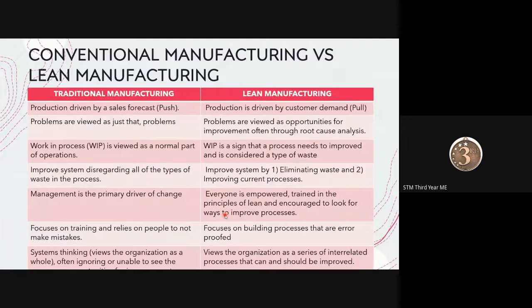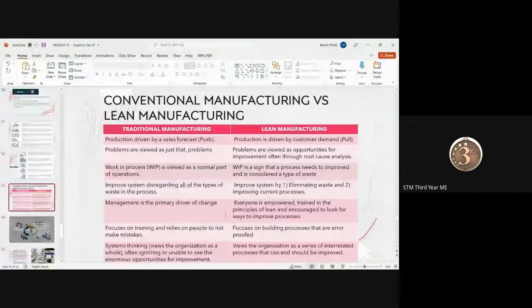Then, in traditional manufacturing, systems thinking views the organization as a whole, often ignoring or unable to see enormous opportunities for improvement. The management makes the decisions and thinks about the improvements to be done from a management point of view. That is what comes under traditional manufacturing.